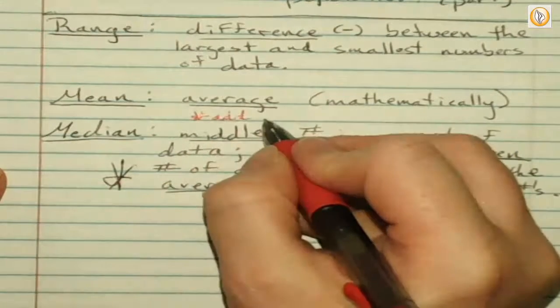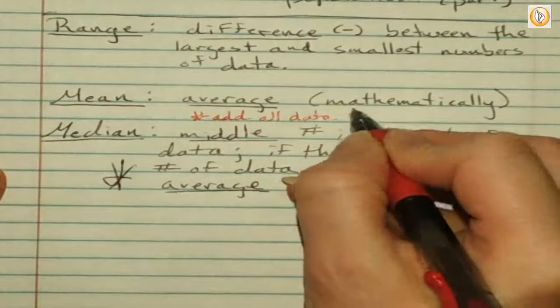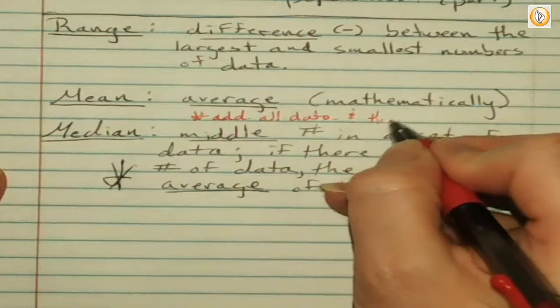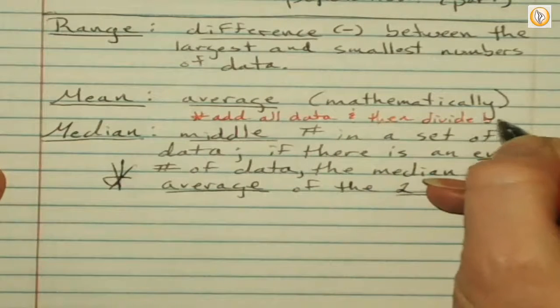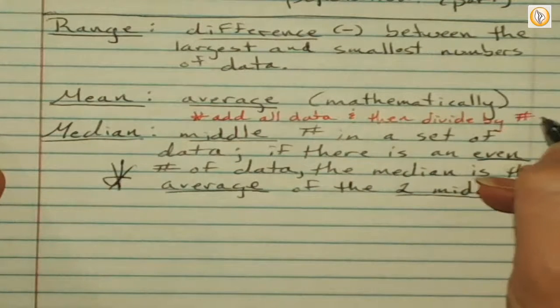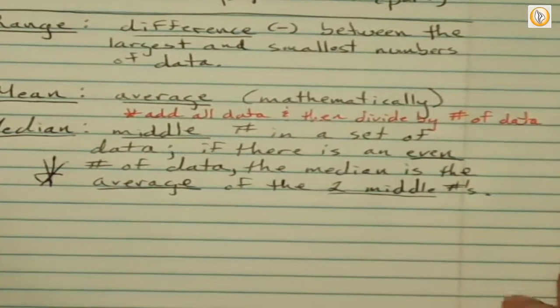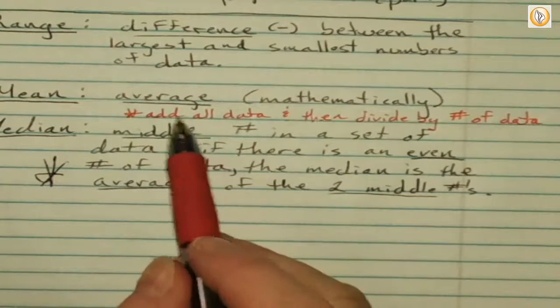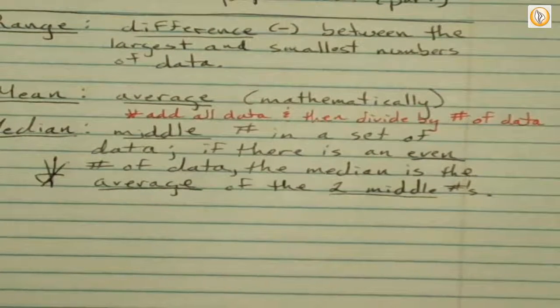You add all the data, and then what with? You divide by the number that you do something with. By the number of data. Yes. There you go. Okay, so to get the average, I forgot to write that down, in case some of you don't know.